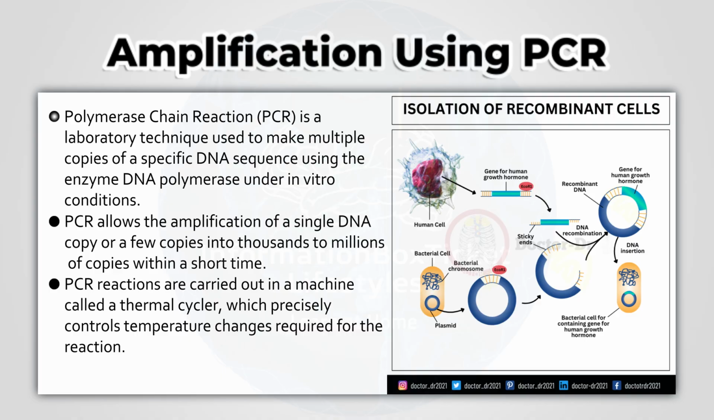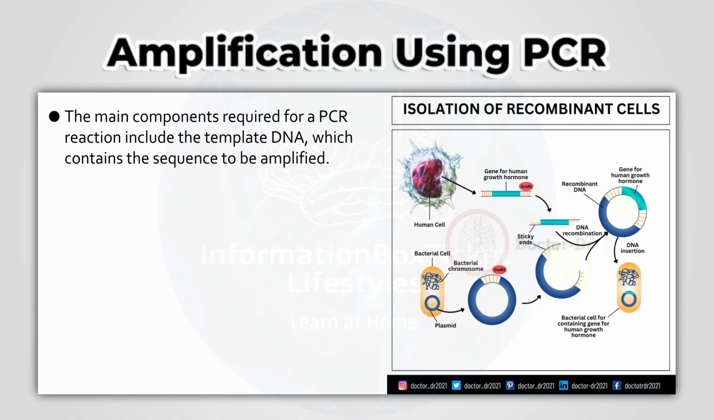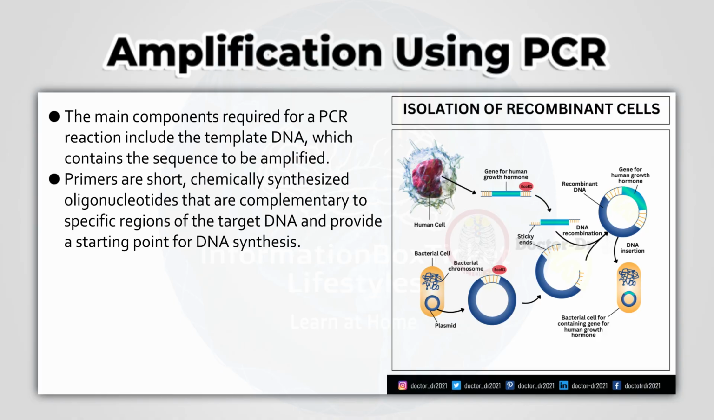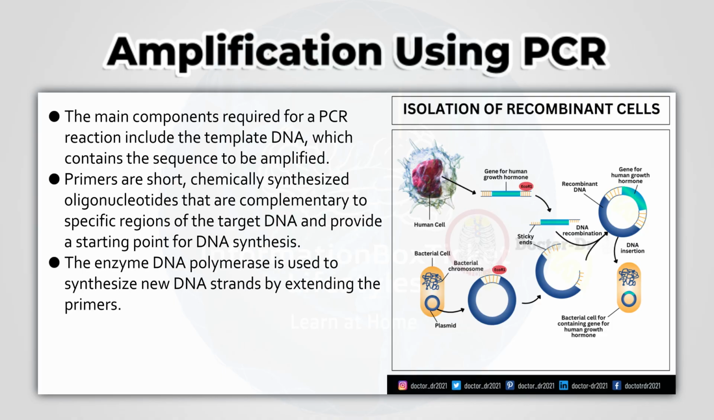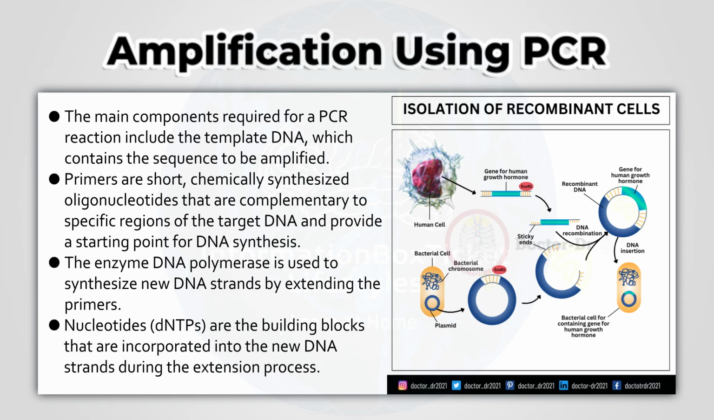required for the reaction. The main components required for a PCR reaction include the template DNA, which contains the sequence to be amplified. Primers are short, chemically synthesized oligonucleotides that are complementary to specific regions of the target DNA and provide a starting point for DNA synthesis. The enzyme DNA polymerase is used to synthesize new DNA strands by extending the primers. Nucleotides are the building blocks that are incorporated into the new DNA strands during the extension process.